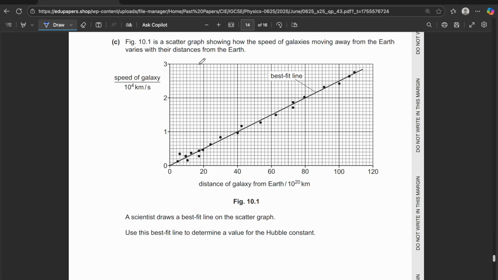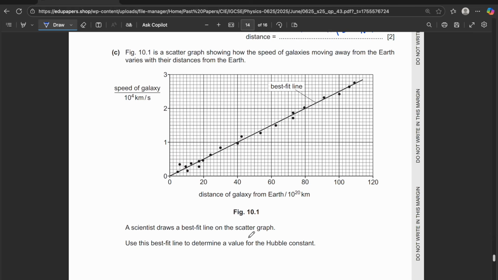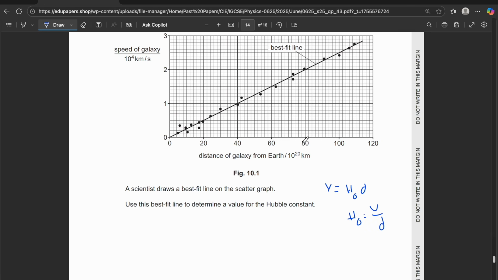C. Figure 10.1 is a scatter graph showing how the speed of galaxies moving away from the Earth varies with their distances from the Earth. The scientist draws a best fit line on the scatter graph and uses the best fit line to determine a value for the Hubble constant. So we know the equation V is equal to H naught D. H naught is equal to V divided by D. So in this case, that will be the gradient, right? Because on the y-axis it is the speed, and on the x-axis it is the distance. So Hubble constant, gradient.